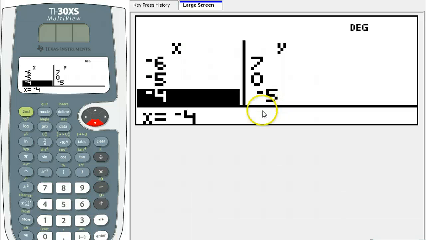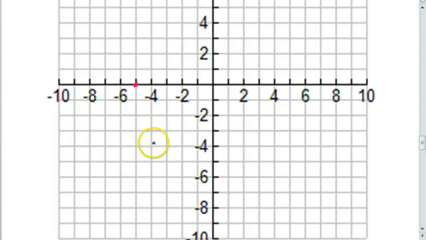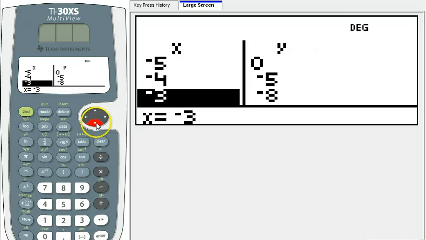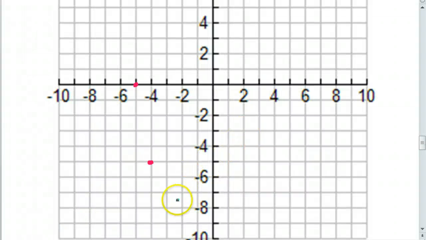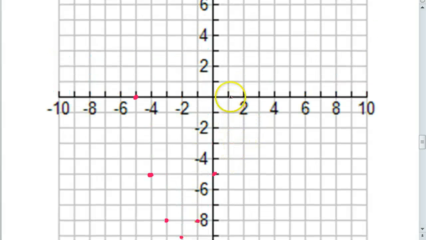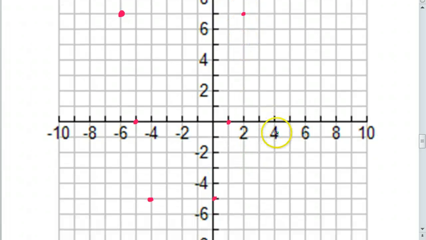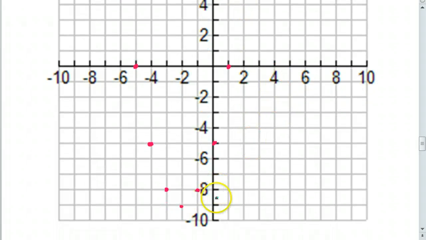Then after that is 0, negative 5. Okay, and then after that, it's negative 8, negative 9, negative 8. Once I see it starting to go back up again, then I know it's going to do the mirror image after that. Okay, a lot of points we had that time. So go ahead and draw that parabola.